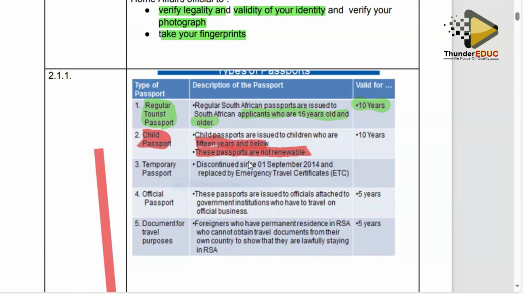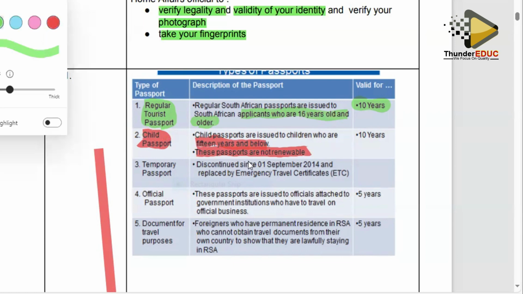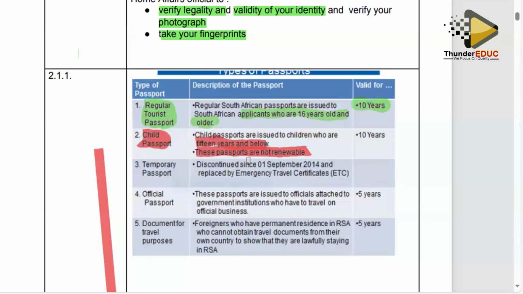Then the third category, which we look at, is known as the temporary passports. When it comes to the temporary passport, it was discontinued in 2014, and it has since been replaced by a new document, which is known as the Emergency Travel Certificate, which you can apply for in times of emergency or when there is an emergency need.